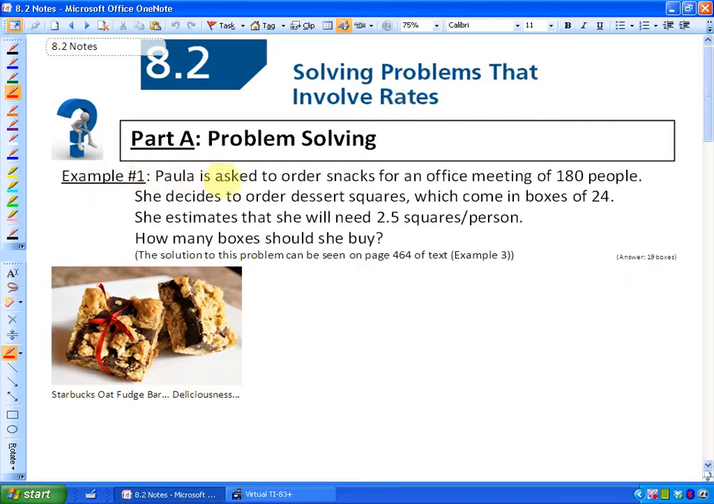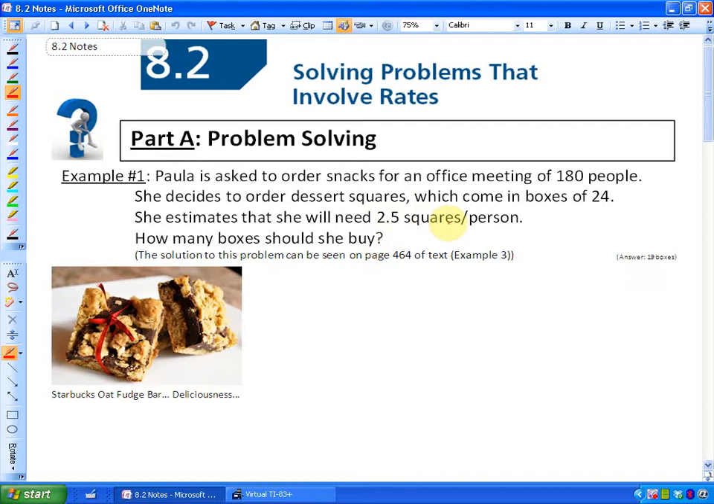We are going to look at two particular problems in this lesson, and here's the first one. It says Paula is asked to order snacks for an office meeting of 180 people. She decides to order dessert squares, which come in boxes of 24. She estimates that she will need 2.5 squares per person. How many boxes should she buy? So this is a type of problem that some people always come up against. We have this many people coming to a particular meeting or party. How much food should we get? We've all been at parties where there's either not enough food or way too much. So it's good to estimate and find out how much she'll need.